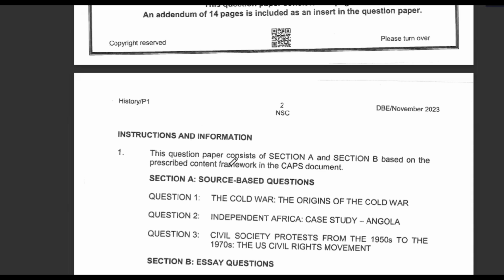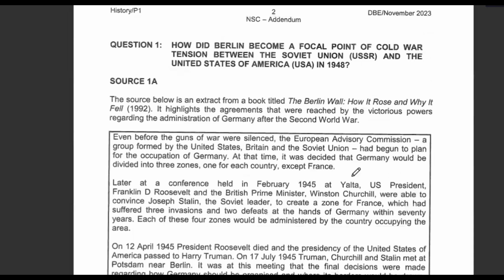Then the second question is independent Africa, which is actually a case study. Then the third question will be civil society protests from 1950s to the 1970s and the civil rights movement. So whenever you're dealing with source-based questions, you need to start by going through your sources. So we would switch on to the addendum, where you would come across the key question.